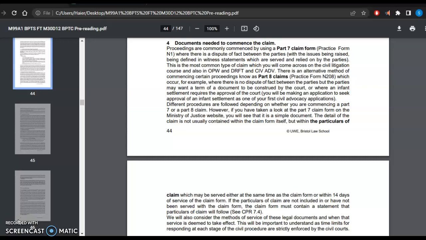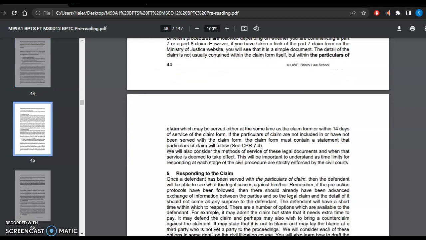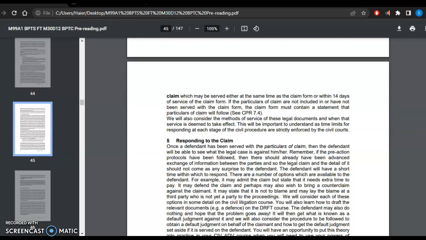The particulars of the claim may be served either at the same time as the claim form or within 14 days of the service of the claim form. The particulars of the claim can be served at the same time, but they must be served. The plaintiff must serve the particulars of the claim within 14 days of the service of the claim form.